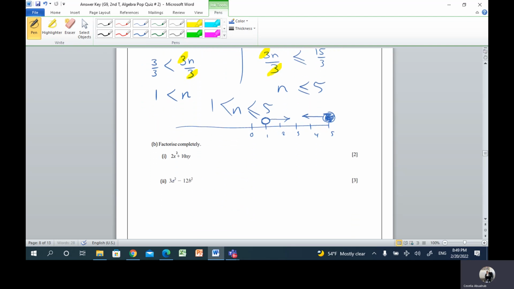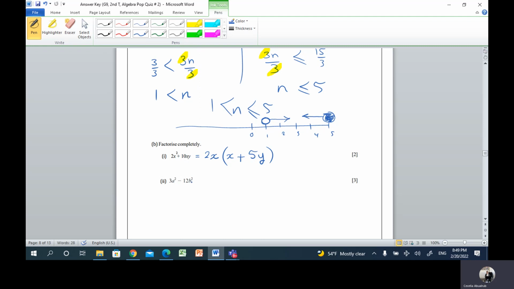Let's factorize the following expressions. 2x squared plus 10xy. We need to find the common factor. So 2x is going to come out, and we open a bracket, and it's x because 2x times x will give us back 2x squared, plus 5y because 2x times 5y will give us 10xy again. And now it is completely factorized.